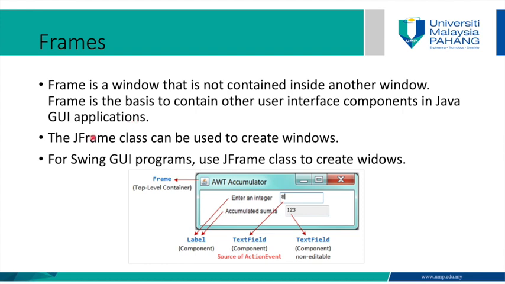When you are trying to create frames, you can use the JFrame class. For Swing GUI programs, use the JFrame class to create the windows. This is the frame, and we call it one window. Some typing error here, it's okay, you can ignore that.